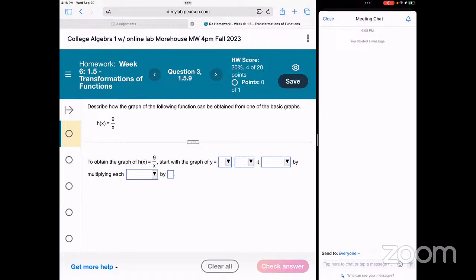Describe how the graph of the following function can be obtained from one of the basic graphs, right? Okay. So this basic graph is called what? The reciprocal function, the 1 over x. It's called the reciprocal function. And all we did, we took the reciprocal function and we multiplied it by 9, right?